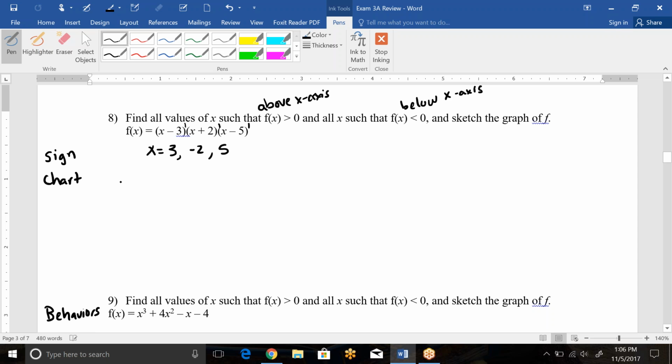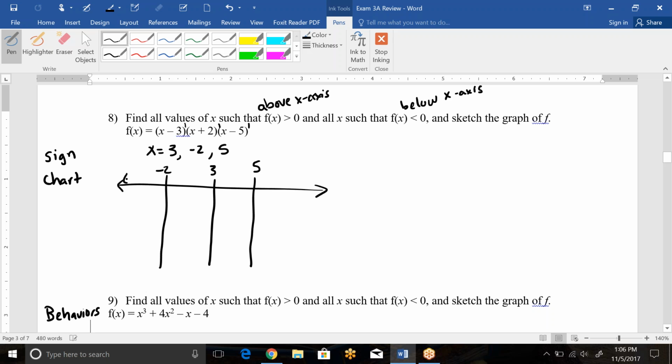So if you're doing a sign chart, you just place those on the sign chart in order from least to greatest. So this would be -2, this would be 3, and this would be 5. You think about your intervals. This is -infinity to -2, -2 to 3, 3 to 5, and 5 to infinity. Notice I'm not putting brackets on any of these because we didn't ask when are we equal to 0. And then we pick test values for each one. So this would be -3, 0, 4, and 6.